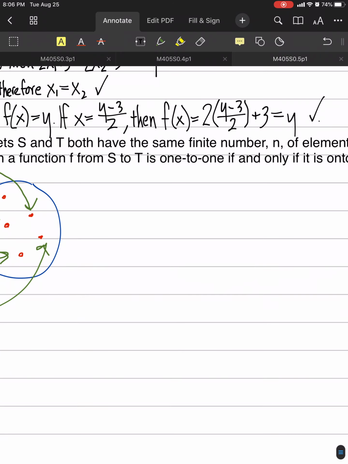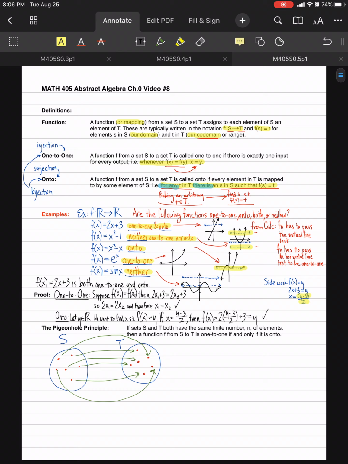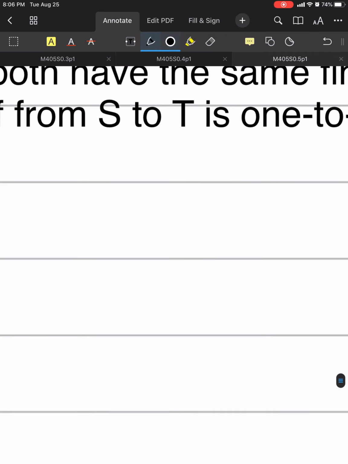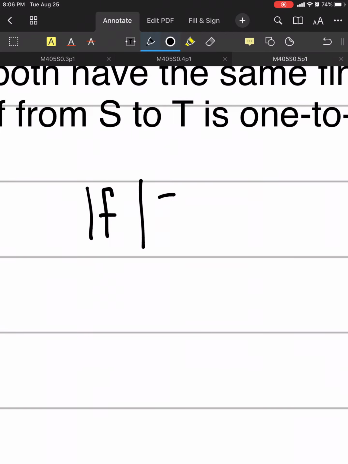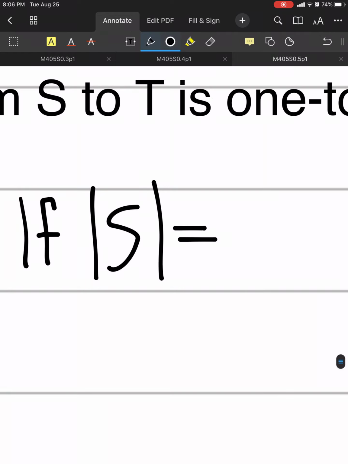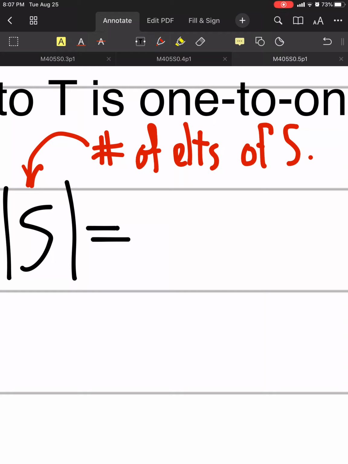There are related ideas if your set S is bigger than your set T, you can't have a one-to-one function at that point. And if your set T is bigger than your set S, you can't have an onto function. So let me write those out. These are variations on the pigeonhole principle. If this absolute value symbol here, I'm using that to denote the size of the set. You'll hear this talked about as cardinality or different things.